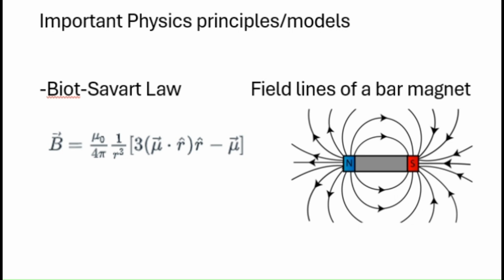Okay, so some important physics principles and models. First is the Biot-Savart law, which is shown here. The purpose of this law is to calculate the magnetic field generated by a steady current, and it's similar to Coulomb's law, but for magnetism. And then this is a figure of magnetic field lines of a bar magnet, and you can see it points from south to north poles.